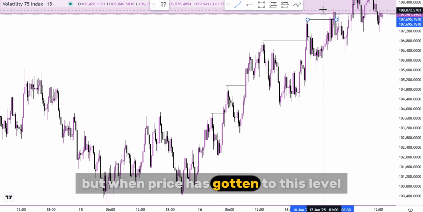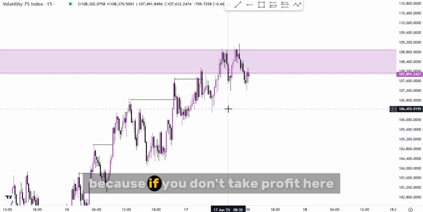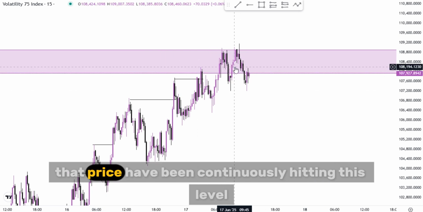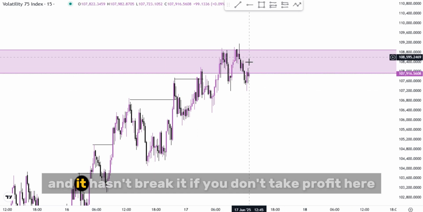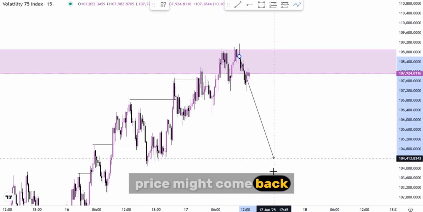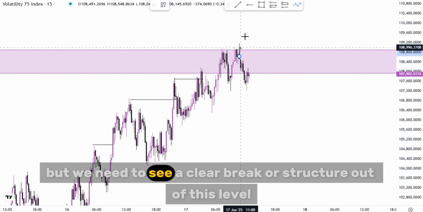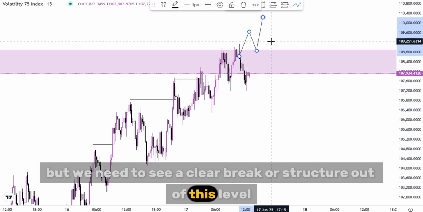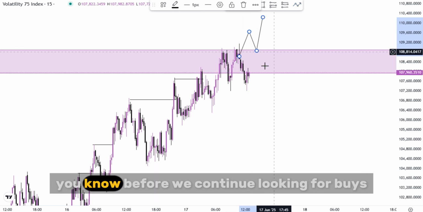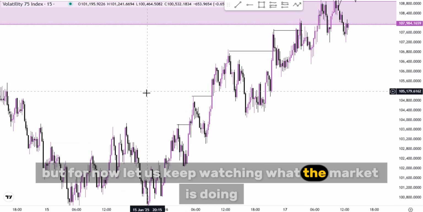But when price has gotten to this level, this will be your take profit level. Because if you don't take profits here, since you saw on the 4-hour time frame that price has been continuously hitting this level and it hasn't broken it, price might come back and start selling. But we need to see a clear break of structure out of this level before we continue looking for buys. But for now, let us keep watching what the market is doing.